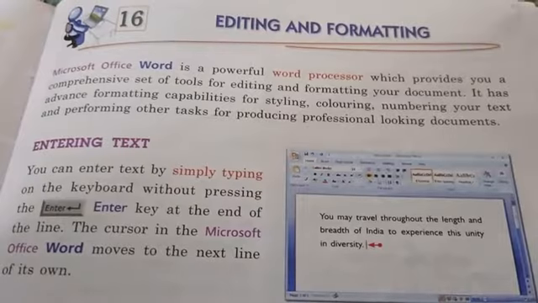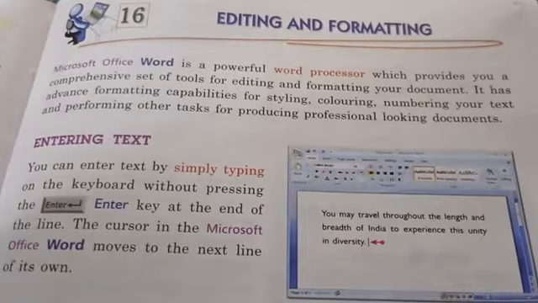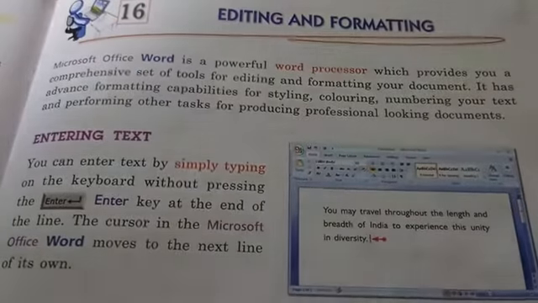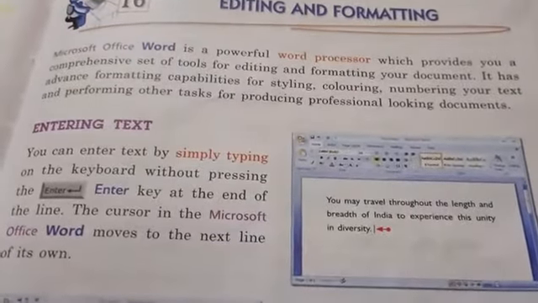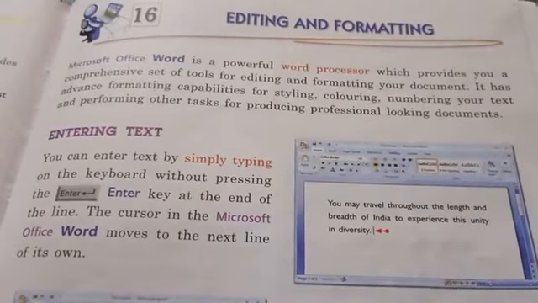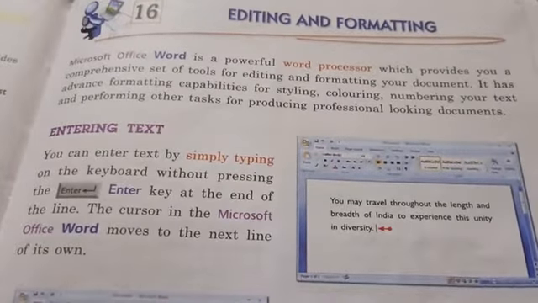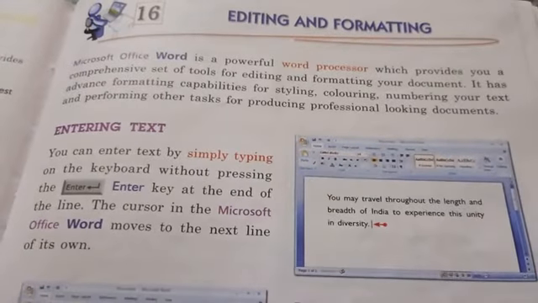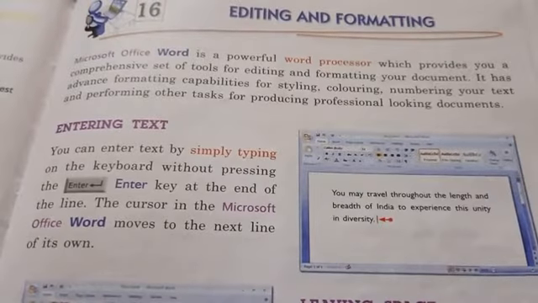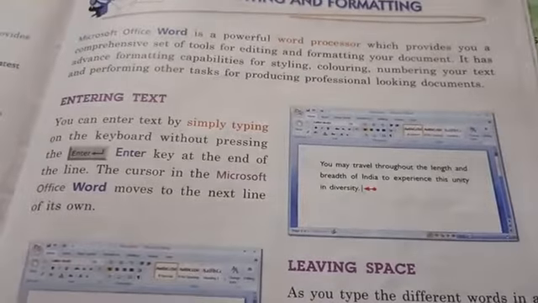Today we are going to start revision of 16th chapter, editing and formatting. Microsoft Office Word is a powerful word processor which provides you a comprehensive set of tools for editing and formatting your document. It has advanced formatting capabilities for styling, coloring, numbering your text and performing other tasks for producing professional looking documents.